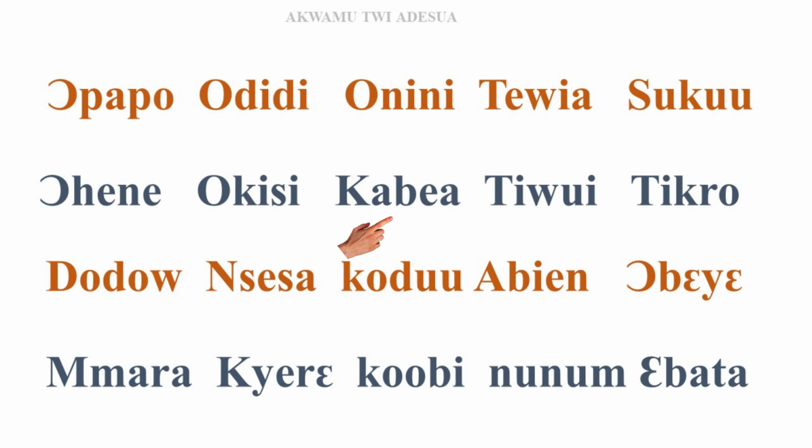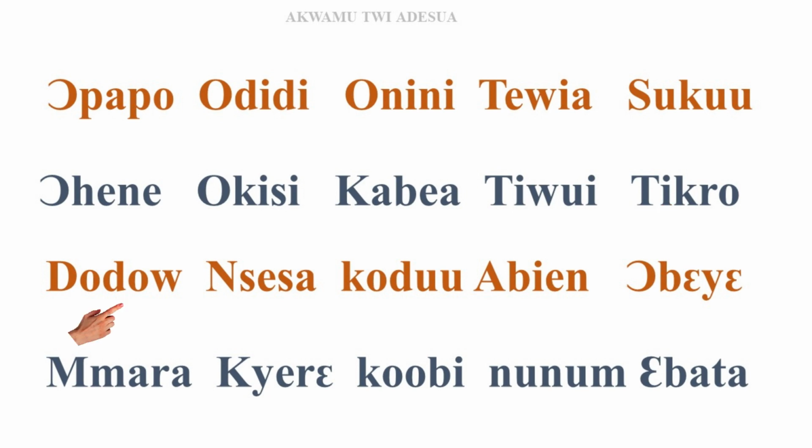Then we have twi. We have T, W, I, twi. Then we have tikro. We have T, I, K, R, O, tikro.